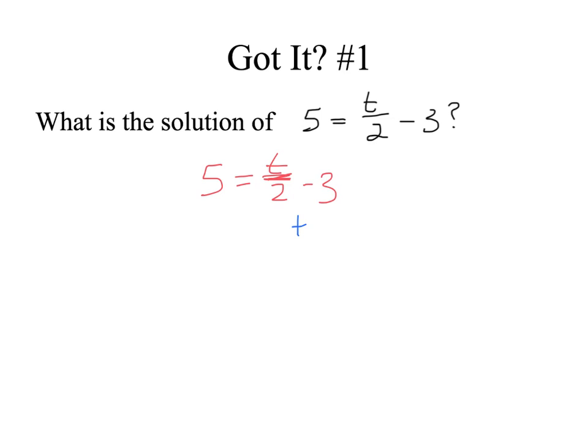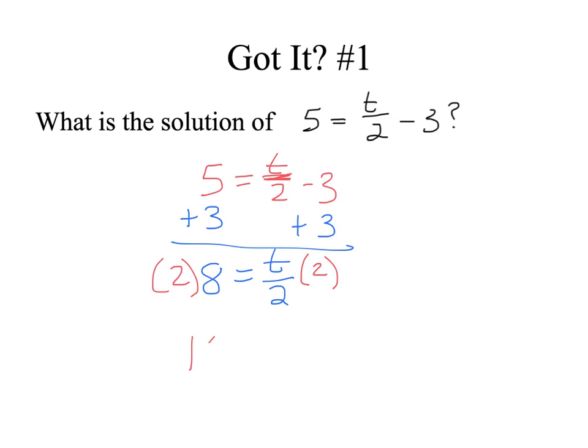So in this problem, we're going to have to add 3 to both sides. So we have 5 plus 3, this side is going to be 8, and then this side is still going to be t over 2. Now if we have t divided by 2, the opposite of division is multiplication. So we're going to multiply both sides by 2, and we have 16 equals t.